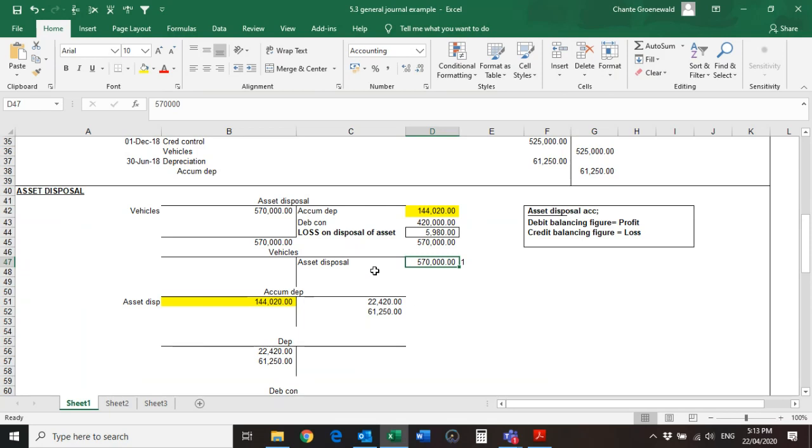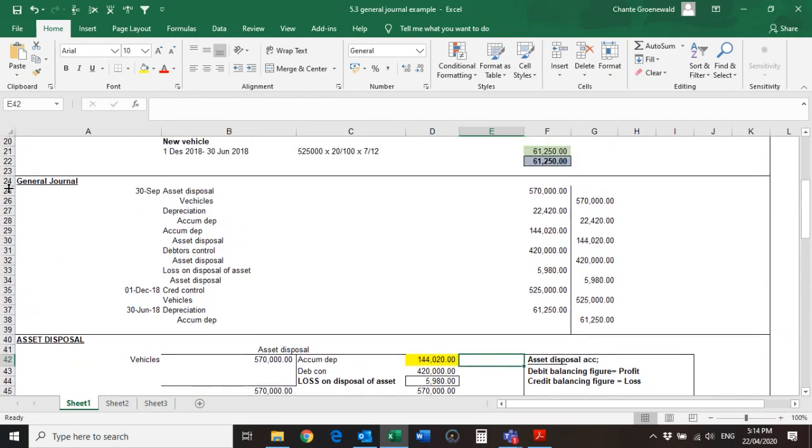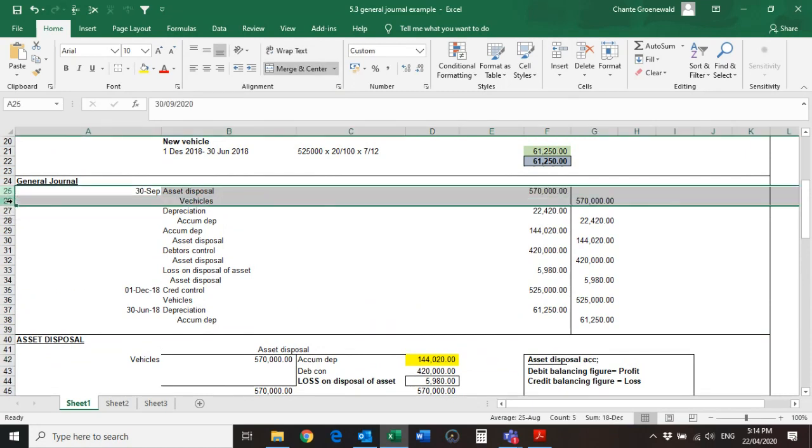Okay, so obviously you guys know by this time that for every credit we have a debit, and for every debit we have a credit. So what does this mean? I'm now going to debit my vehicles in my asset disposal account. So here we have it. Now I want to go to my general journal. Can you see that this is my first step?